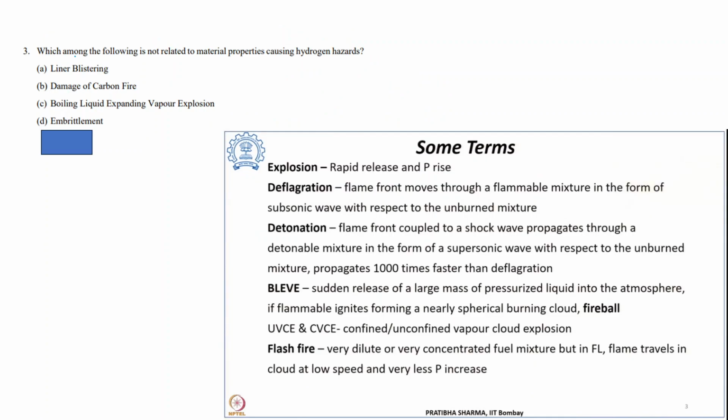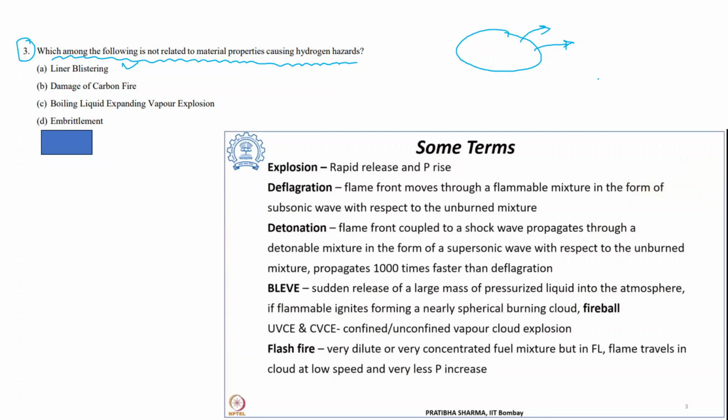Okay, next is question number 3. Which among the following is not related to material property causing hydrogen hazard? Material property means the material-related problem. Suppose hydrogen embrittlement is there in the material, and the material property changes from ductile to brittle. This is a kind of material failure. Like liner blistering failure.